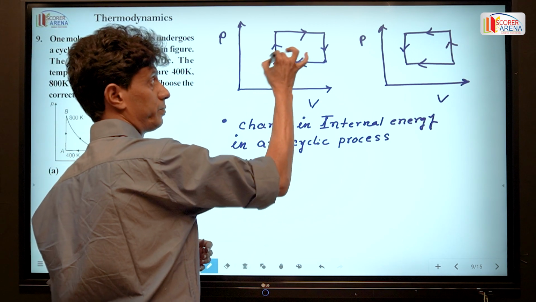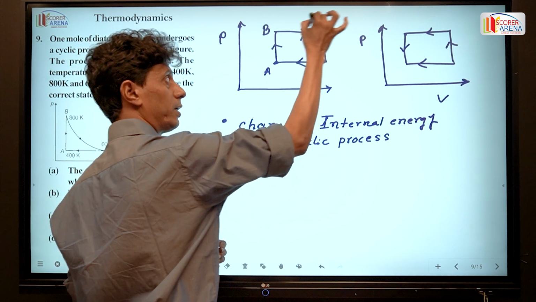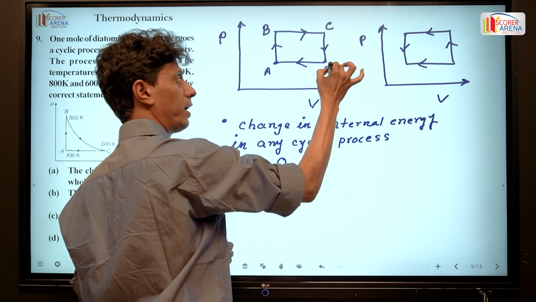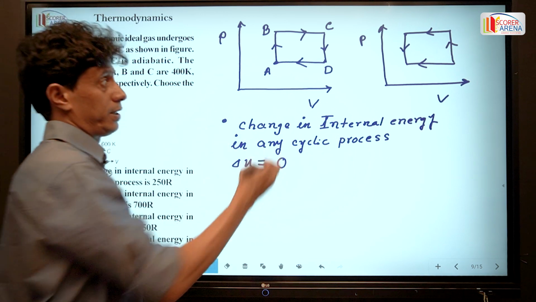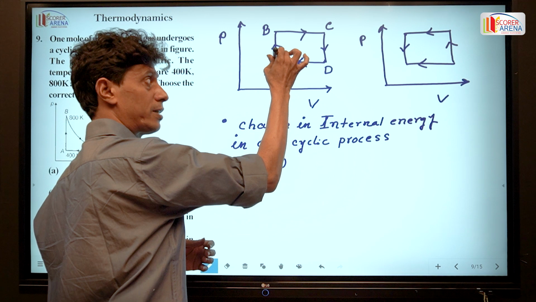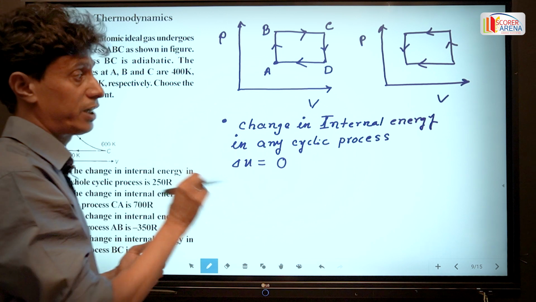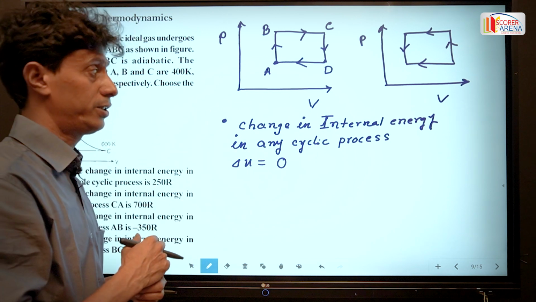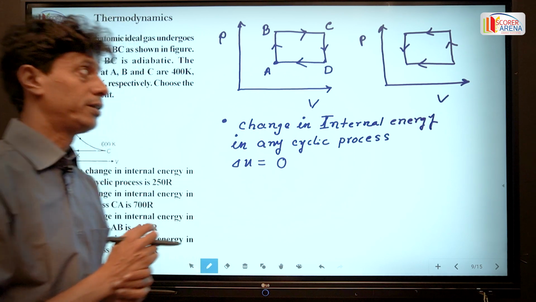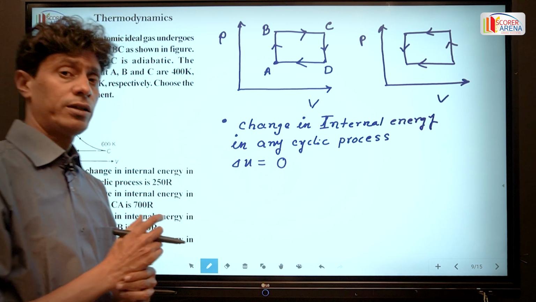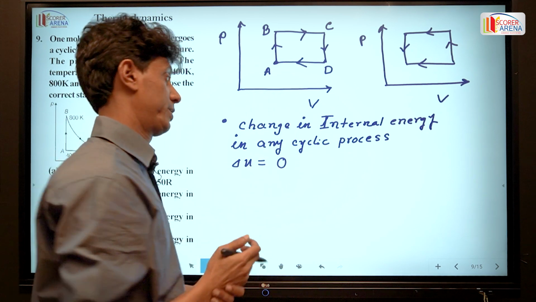Because suppose the gas undergoes these changes, A to B, then C, and then D, and finally the final state of the gas is A. So the initial state and final state of the gas are the same. Therefore, since the state of the gas is the same in a cyclic process, there is no change in internal energy, that is, no change in temperature. Finally, the gas attains the final state of initial pressure, volume and temperature.